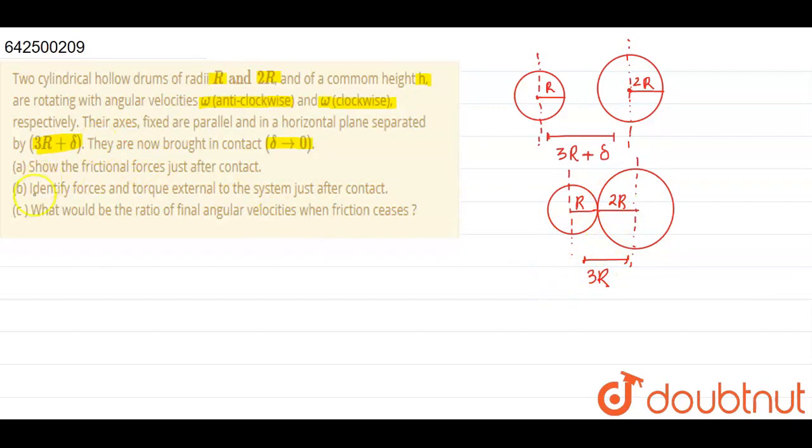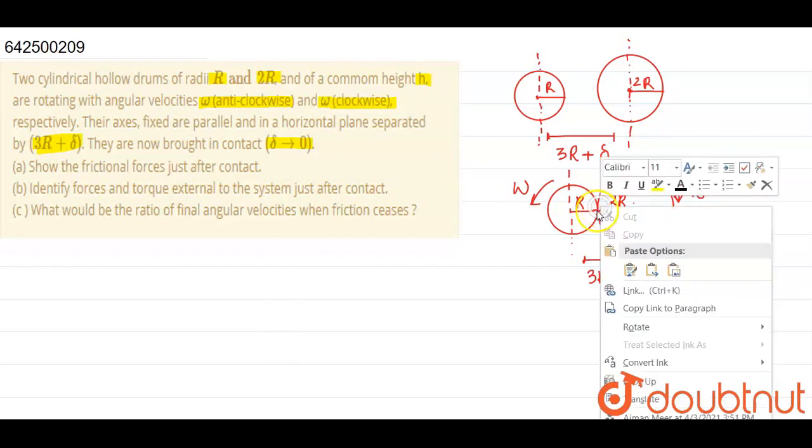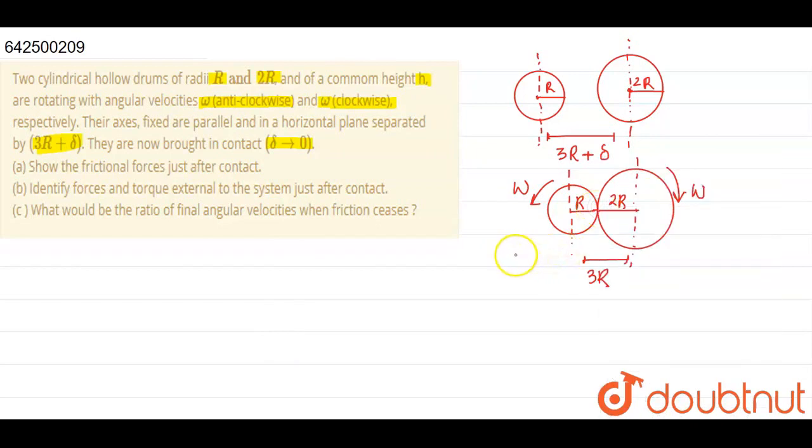Okay, the first question is to show the frictional forces just after contact. This one is moving in an anticlockwise direction with an angular velocity omega, and this one is moving in the clockwise direction with the angular velocity omega. See now what will happen. Let's suppose at the point of contact, this point, we know when do frictional forces come into existence? Only when there is contact, when two surfaces touch each other. So these two surfaces are touching each other, so there will be frictional force.